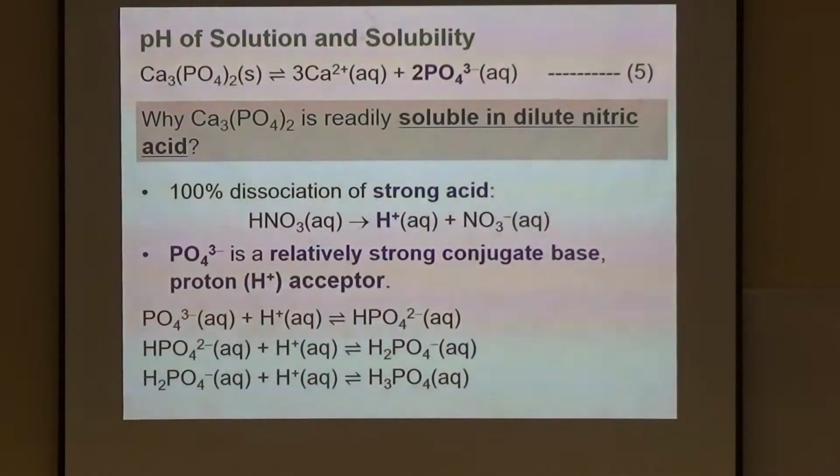You've heard of phosphoric acid, it's a strong acid. So when you have phosphate and then you have nitric acid present, what's going to happen is that the PO4 3- plus H+ will form hydrogen phosphate, which is HPO4 2-. The HPO4 2- plus another H+ will form dihydrogen phosphate. And then dihydrogen phosphate plus H+ will give you phosphoric acid. Okay? So there is a series of equilibriums.